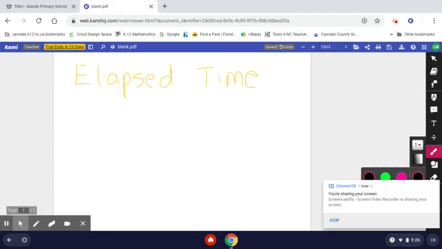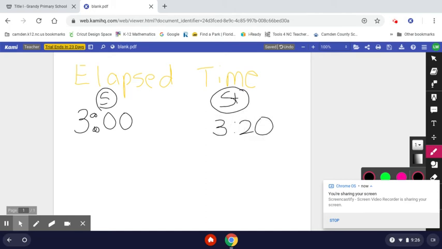So if we start at 3 o'clock in the afternoon, I get on the bus. That's our start time, so I'm going to put an S for start time. And then we get off the bus, which is our stop time, at 3:20. The time that it took us to ride on the bus from start to stop, that is what we call our elapsed time. It is how much time it takes from one point in time to another.